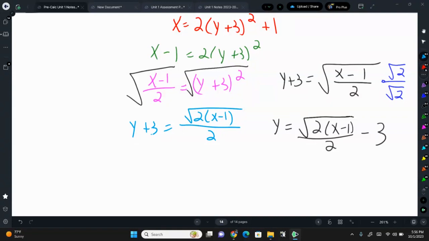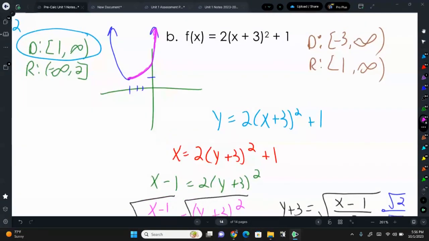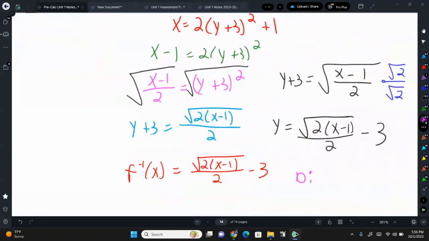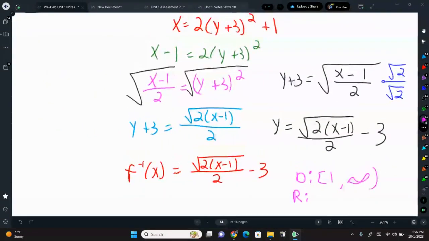So our final answer is going to be the inverse of f of x is equal to the square root of 2 times x minus 1 over 2 minus 3. Our domain was the range of the restrictions we made up here. So our domain is 1, comma, infinity, and then our range will be the domain of what we had up here, negative 3, comma, infinity.